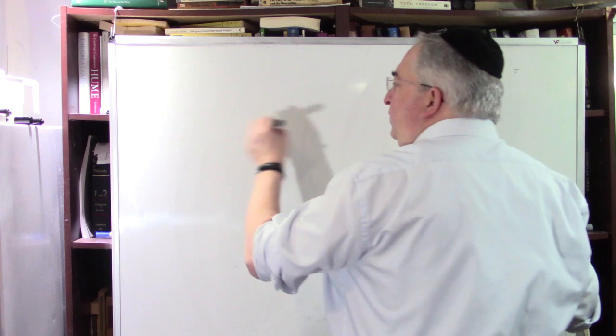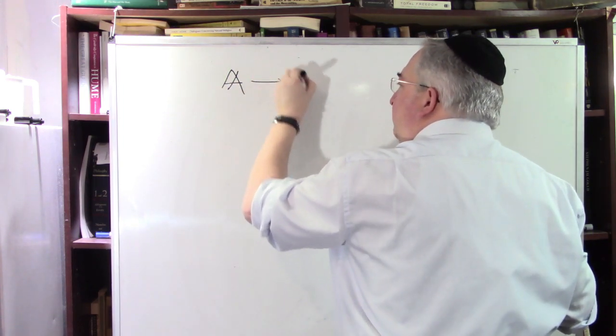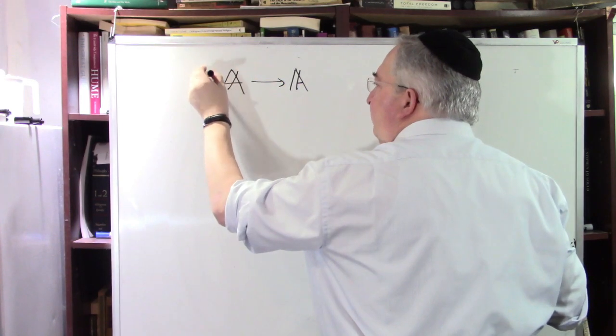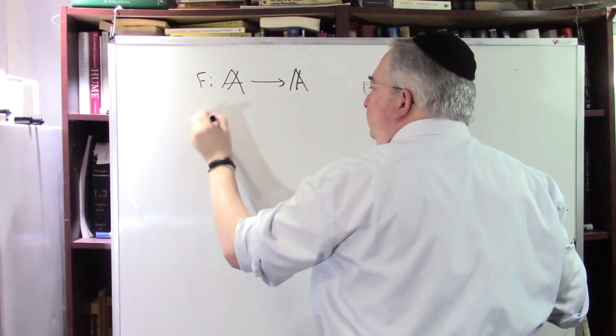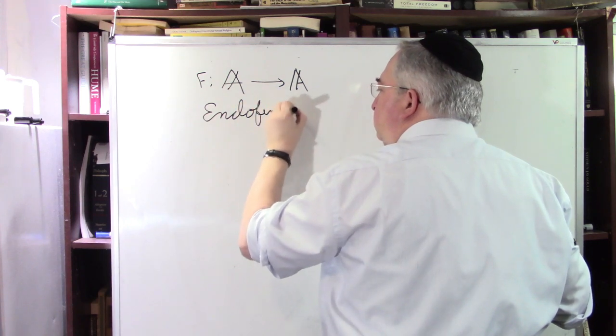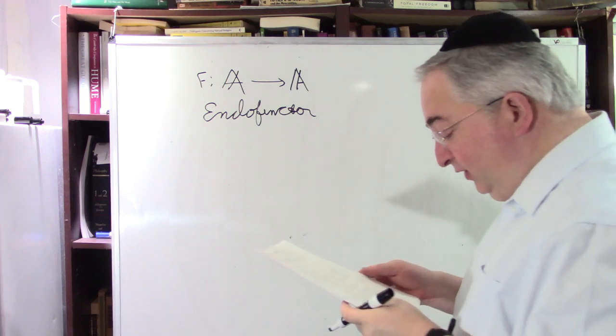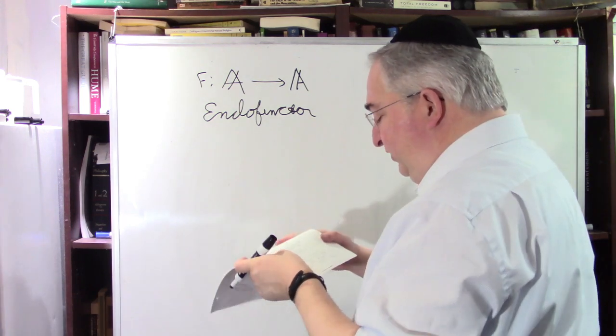First of all, some words. A functor from a category to itself is called an endofunctor. It starts and stops at itself, so it's called an endofunctor. Let's look at some more examples.